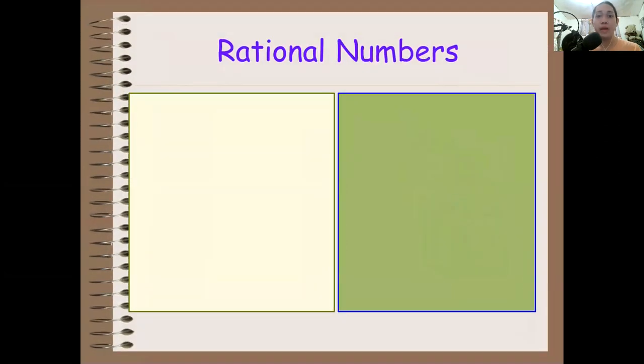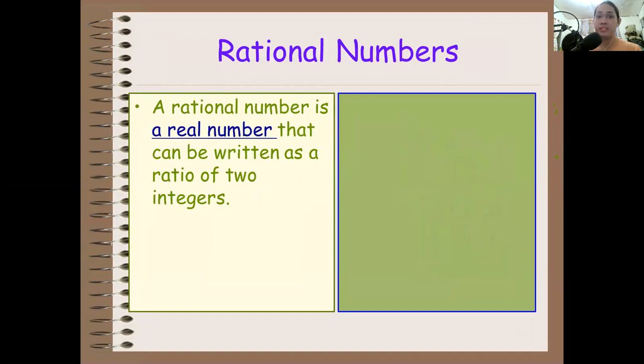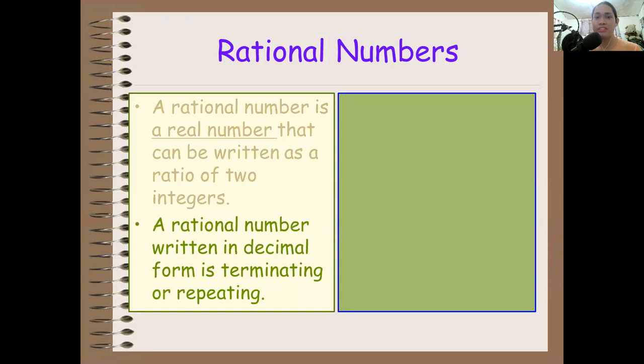So rational numbers are numbers, as I defined it a while ago. A rational number is a real number that can be written as a ratio of two integers. A rational number written in decimal form is terminating or repeating. Again, when we say rational numbers, a rational number is a real number that can be written as a ratio of two integers. And of course, a rational number written in decimal form is terminating or repeating.